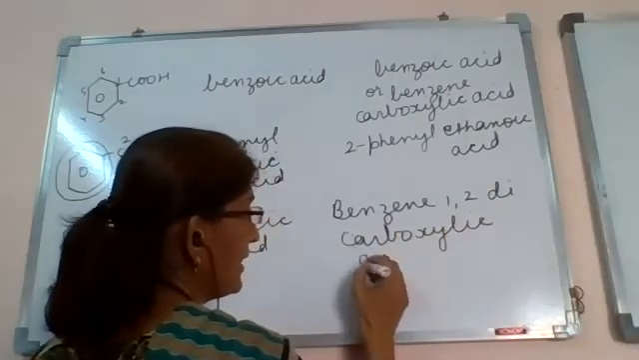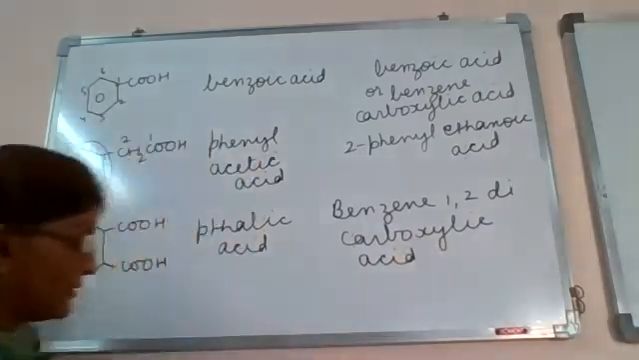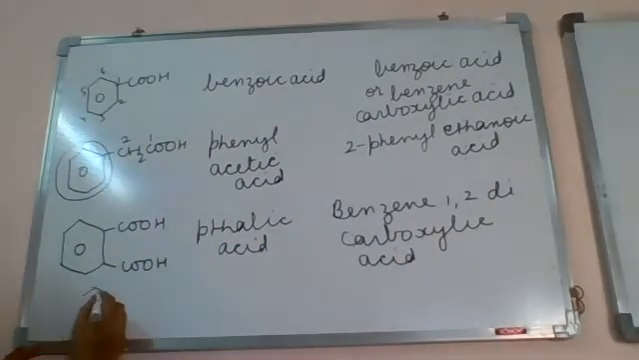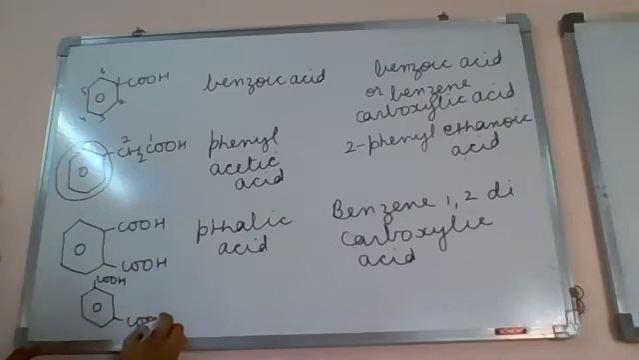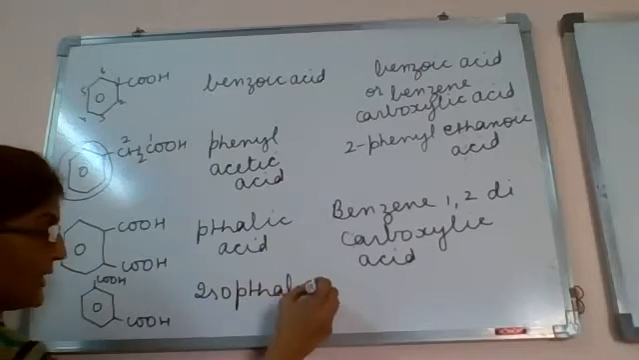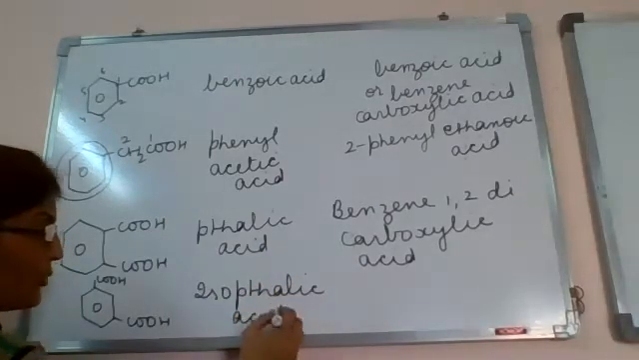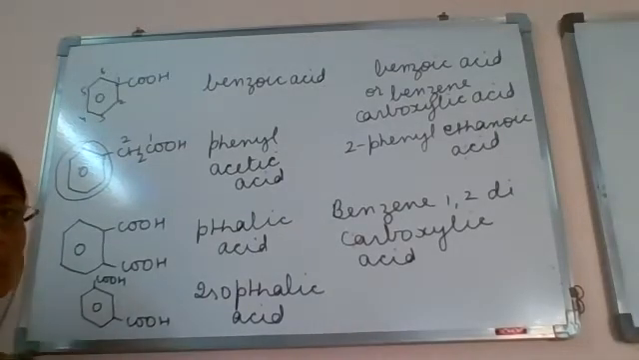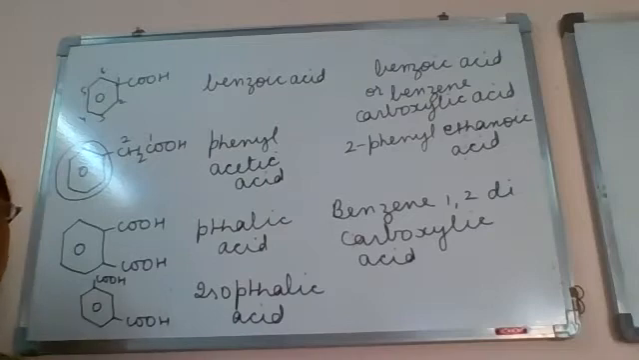Benzene 1,2-dicarboxylic acid. Suppose COOH groups are present at meta position. This is called isophthalic acid. If two COOH groups are present at ortho, it is called phthalic acid. If COOH groups are present at meta position, it is known as isophthalic acid. What is the IUPAC name for isophthalic acid?